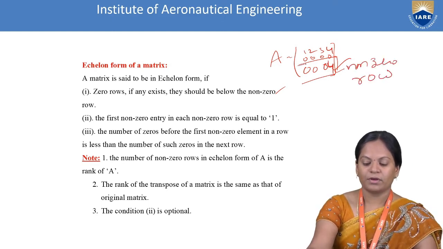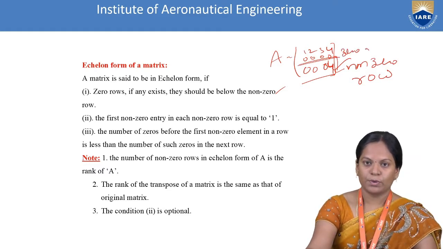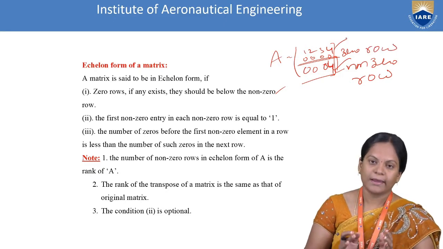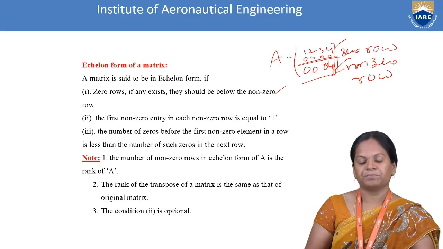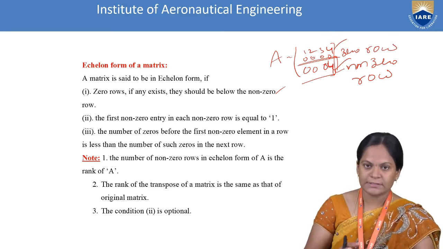And the second row has all elements zeros, so that is a zero row. And in the first row, we have all the elements non-zero, so the first row is a non-zero row. So what is the first step? If there is any zero row, we write it after the non-zero rows.